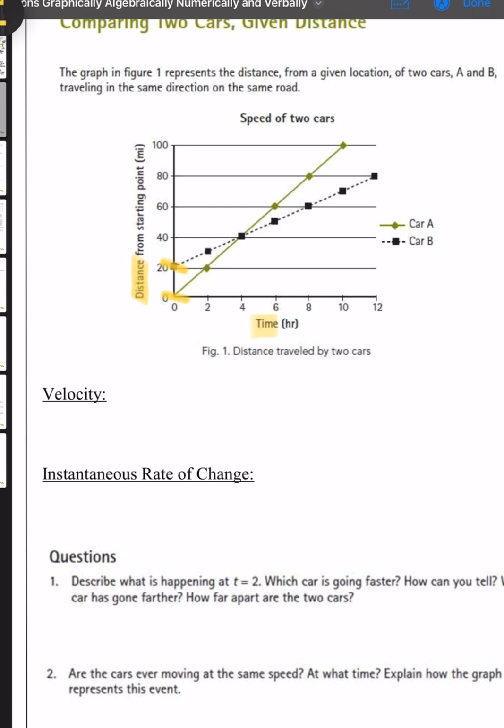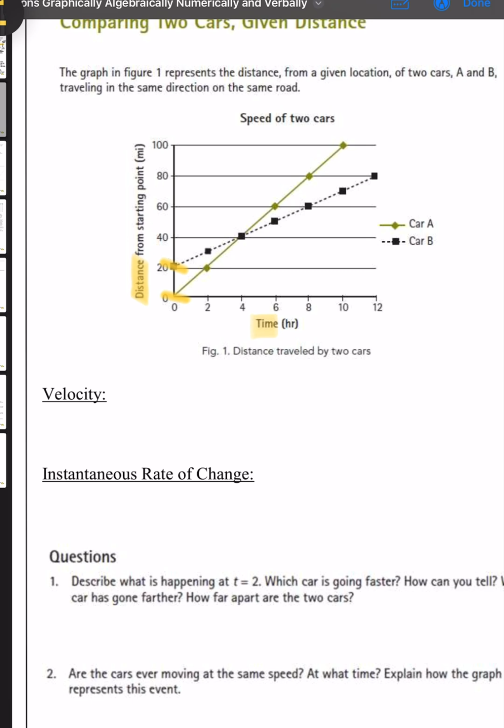And then I notice that, at 2 hours after we start, car A is now 20 miles from the starting point, whereas car B is now, let's say 30 miles from the starting point, because it looks like it's halfway between 20 and 40. And 4 hours after we start, looks like both the cars are at the exact same distance from the starting point, 40 miles from the starting point.